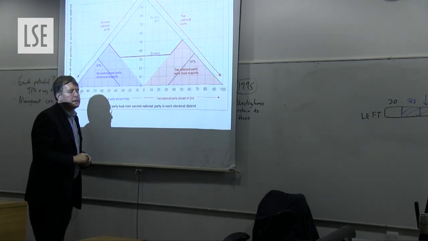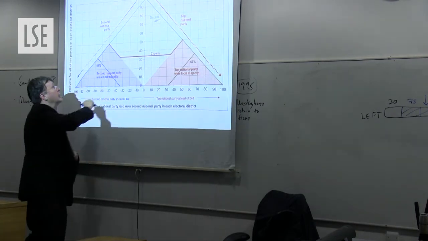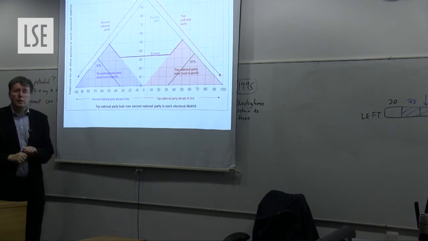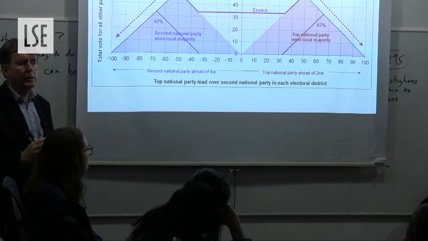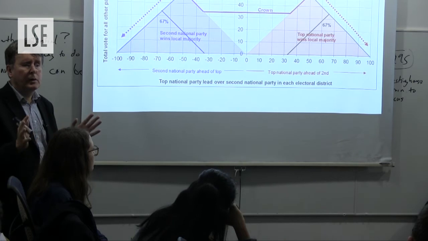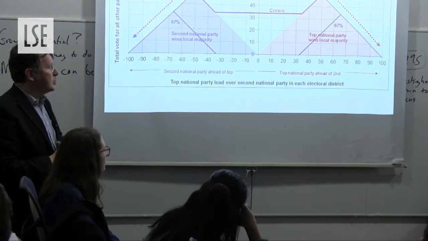All right? And then the vertical axis, these numbers going up here, and this label here, shows the total vote going to all the parties other than the top two parties. So the third, the fourth, the fifth, the sixth, and so on. Right? Everybody except the top two parties nationally.